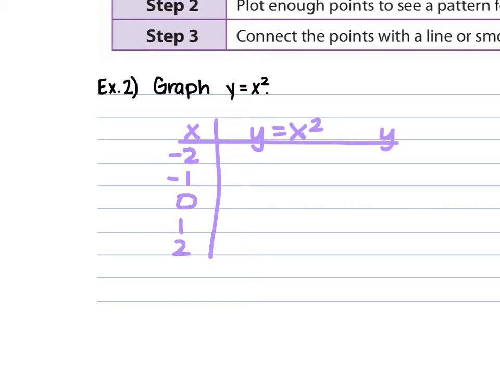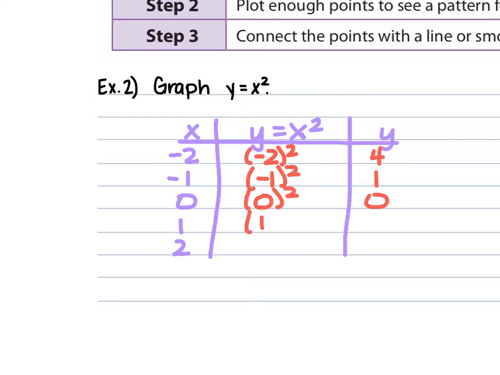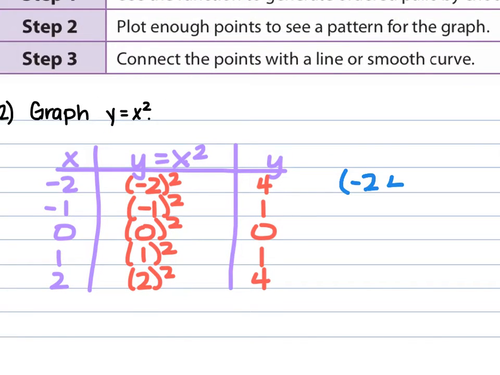From here, we're going to plug them in to that x squared. So we're going to have negative 2 squared, which is 4. Then we have negative 1 squared, which is 1. Then we have 0 squared, which is 0. Then we have 1 squared, which is 1, and 2 squared, which is 4. So these ordered pairs that we have are going to be (-2, 4), (-1, 1), (0, 0), (1, 1), and (2, 4).